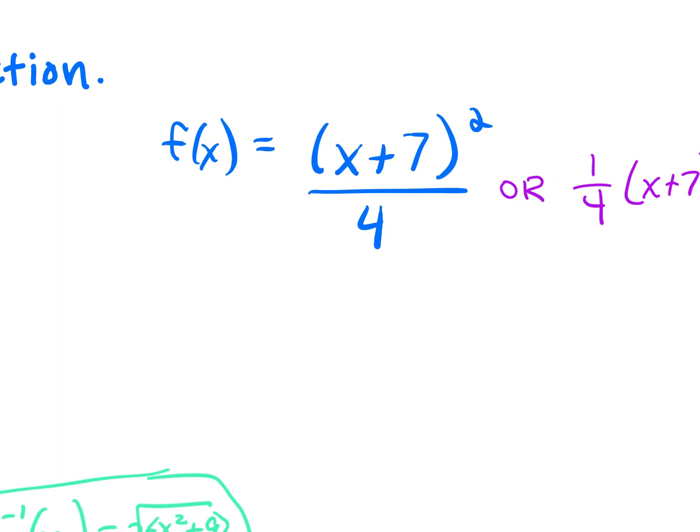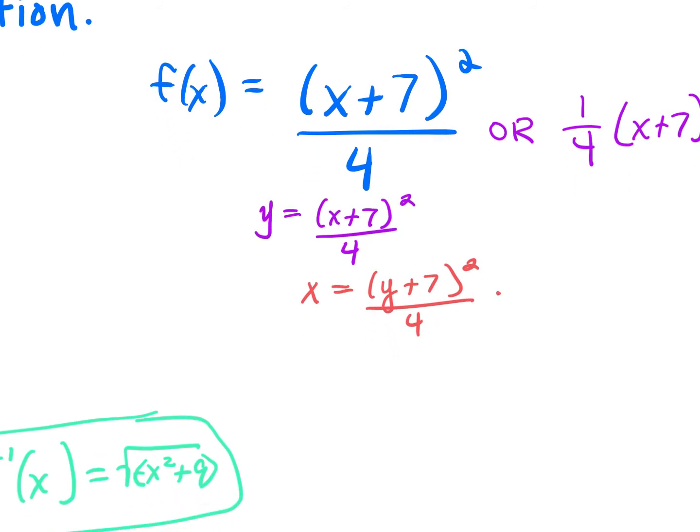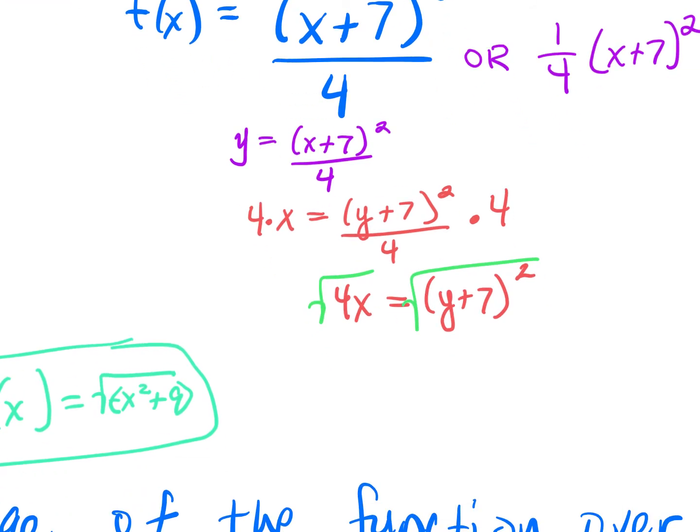But if I go to solve this for my inverse, I have y equals x plus 7 quantity squared over 4. I'm going to switch the places of x and y, so x equals y plus 7 squared divided by 4. Now what? Multiply both sides by 4. Great. So 4x equals y plus 7 squared. Now what? Take the square root of both sides.